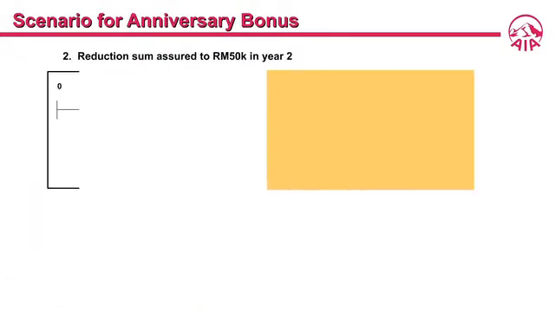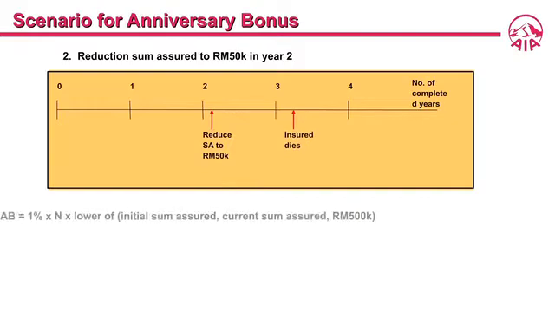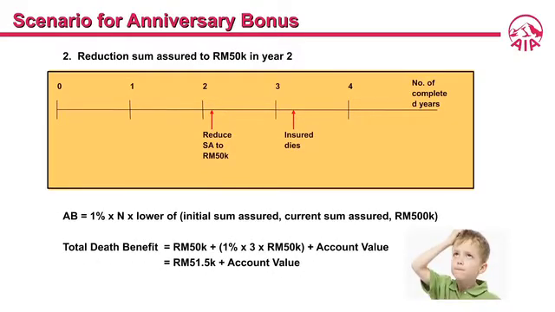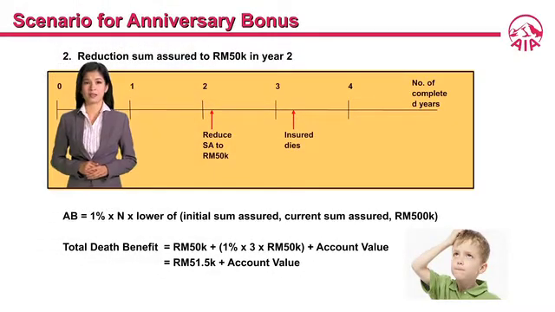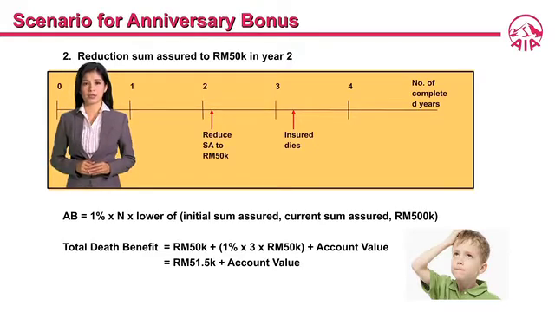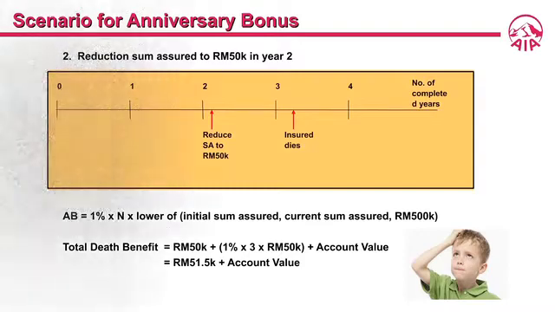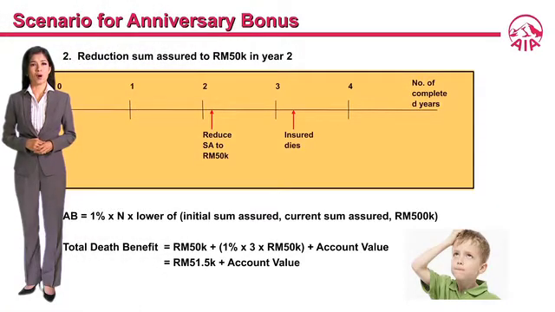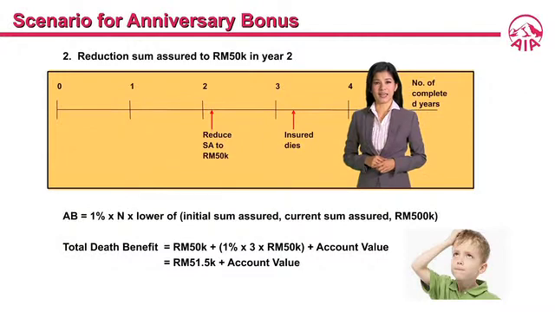What happens if the policy owner reduces the sum assured rather than increases it? Again, we will compare the lowest of the initial sum assured, current sum assured, and 500,000 ringgit. From the diagram, we note that the lowest among these is the current sum assured, which is 50,000 ringgit. Thus, the formula will be 1% times 3 completed policy years times 50,000 ringgit. The policy owner will get an additional anniversary bonus of 1,500 if the insured passes away.